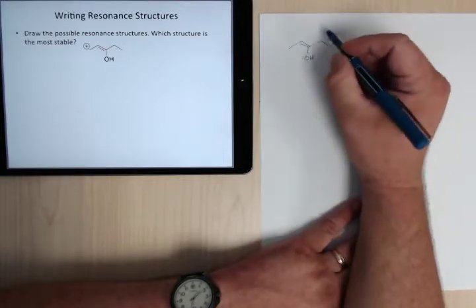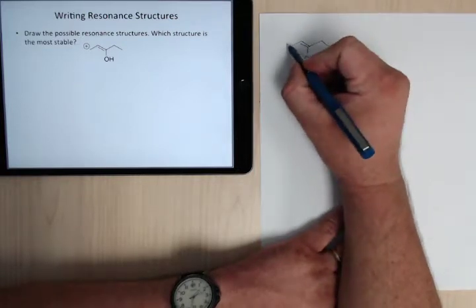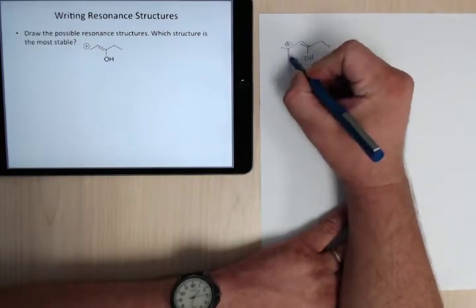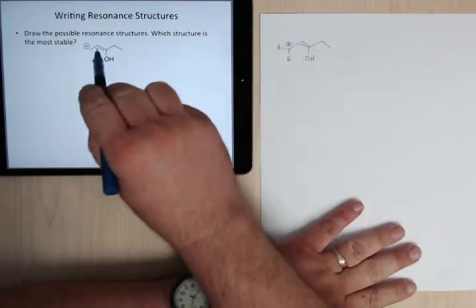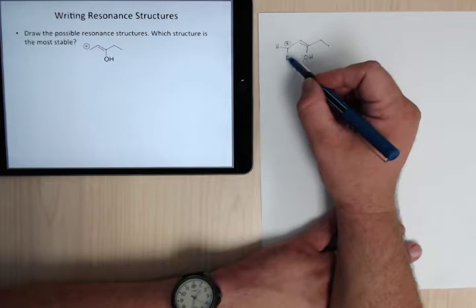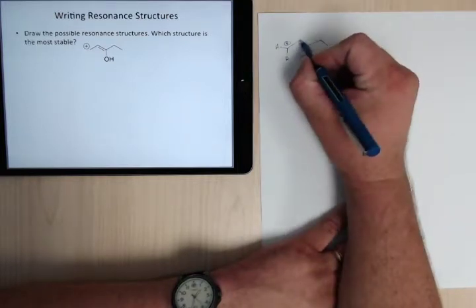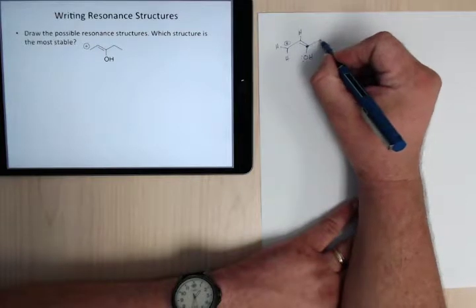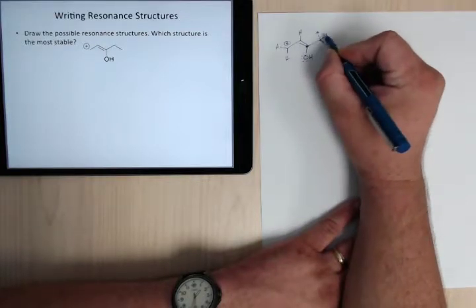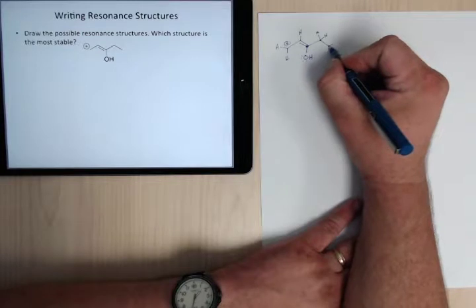draw lone pairs. So we know there's a positive charge here, so that means it only has 3 bonds. It has 1 carbon-carbon bond shown, so that means that there's 2 hydrogens. So 3 bonds shown, so 1 hydrogen. This carbon here, 4 bonds shown. Here, 2 bonds shown, so CH2. Here it's the CH3.